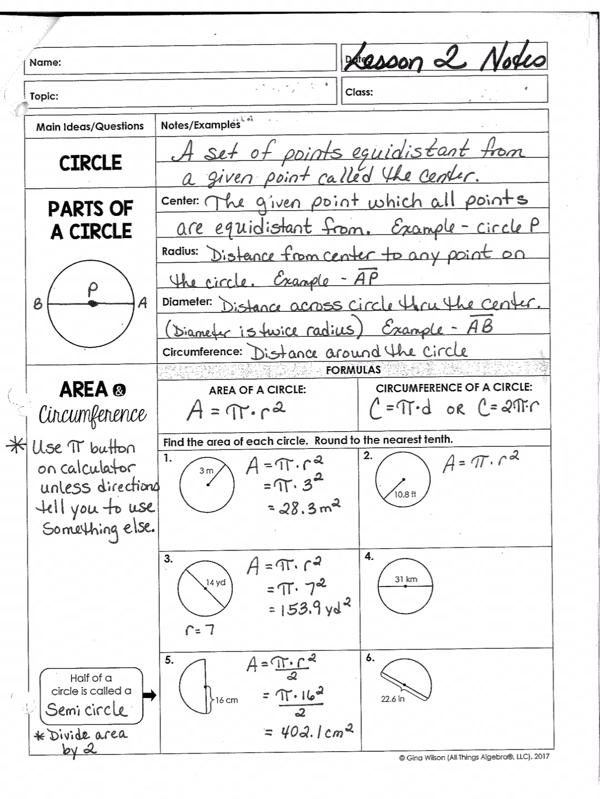We have parts of a circle. We have the center of the circle. The center of this circle right here is P. It is the given point which all points are equidistant from. Example, circle P. P is the center point.